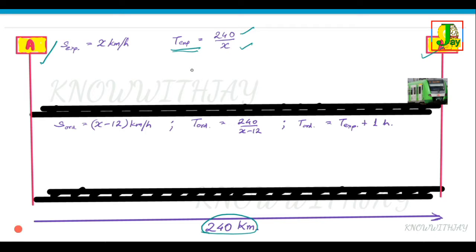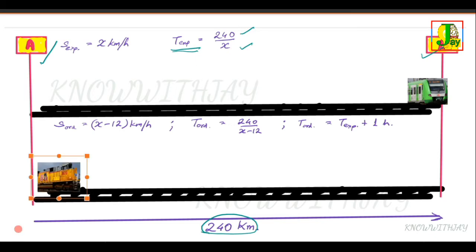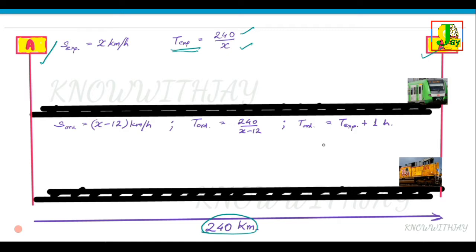Now let us bring our ordinary train to the track. The ordinary train covers the same distance, 240 kilometers, but with a slower speed, 12 kilometers per hour slower than the express train. So the ordinary train takes much longer than the express train to cover the same distance, and the time taken is 1 hour more than the time taken by the express train. So what is the time taken by the ordinary train? It's total distance divided by the speed, so 240 divided by x minus 12.